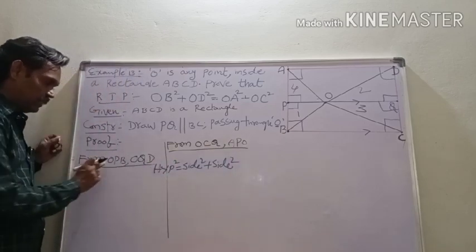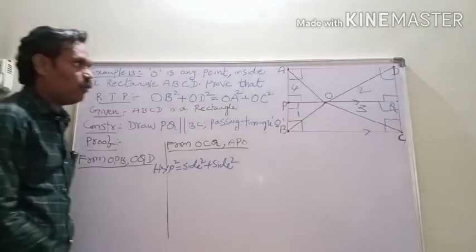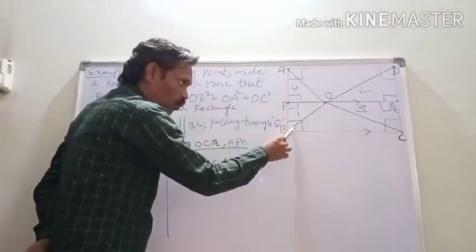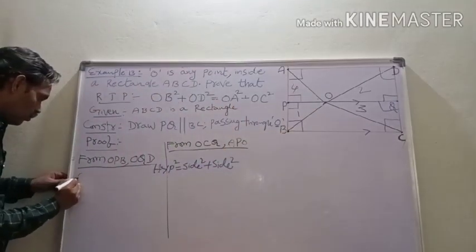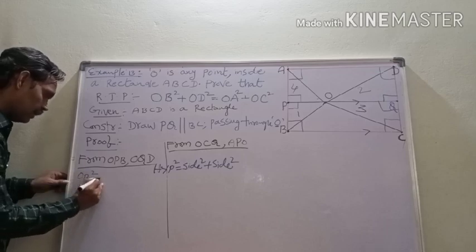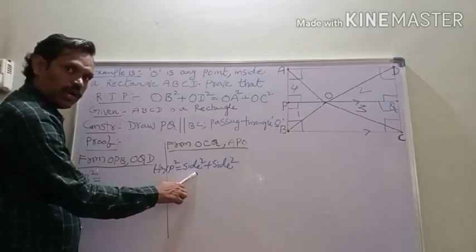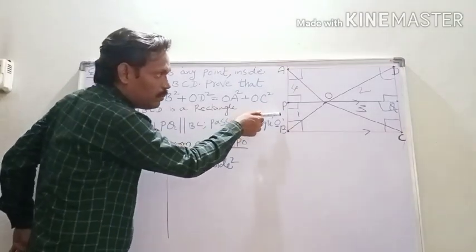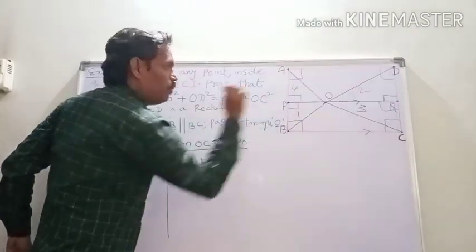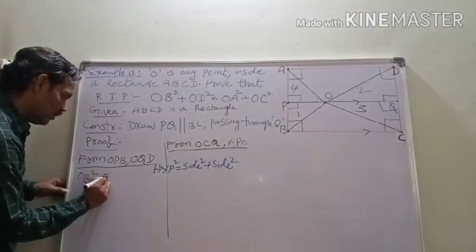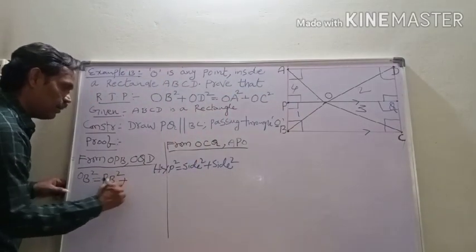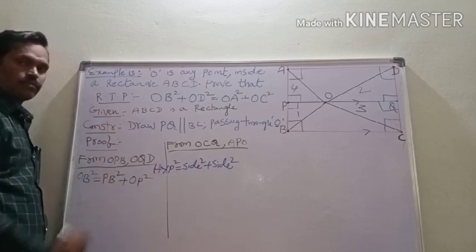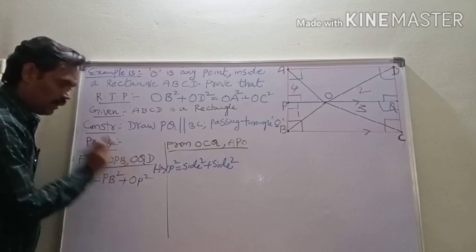So you will take the first triangle, OPB. Here, what is the hypotenuse? OB. So you have to write OB square is equal to side square plus side square. What are the remaining 2 sides here? PB and OP. Therefore you have to write like this: PB square plus OP square.